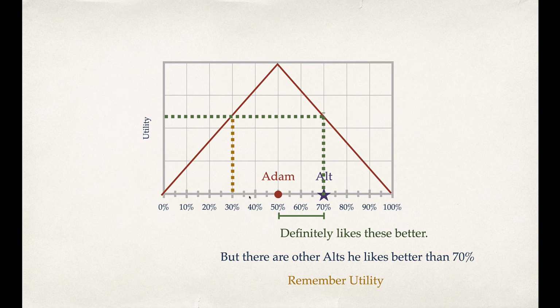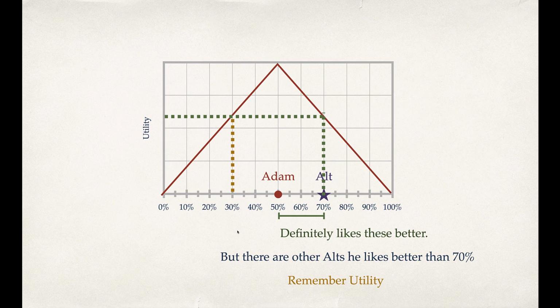He is indifferent between 30% and 70%. If we ask him to vote for it, he wouldn't know what to do. He might flip a coin, but he gets the same exact utility for everything. He gets the same exact utility for 30 and 70. I almost said the wrong thing there.